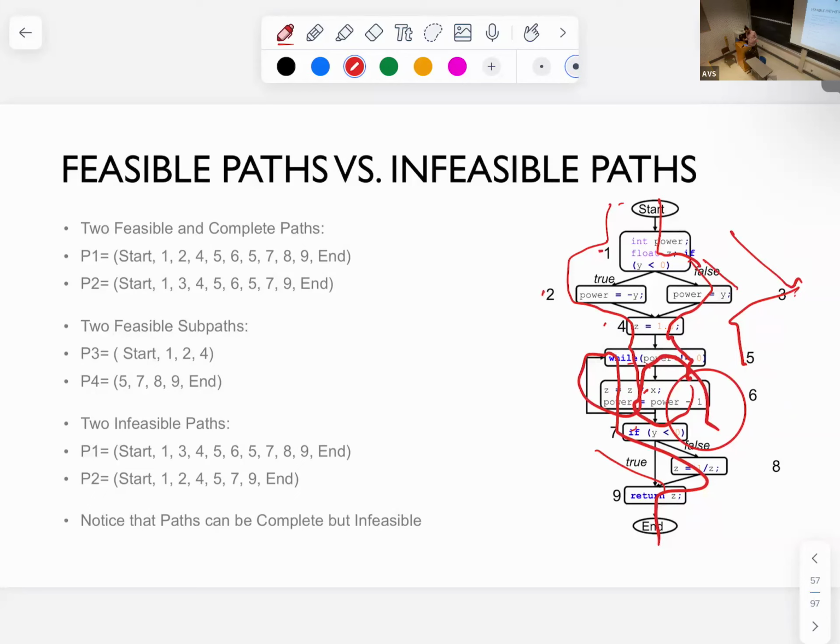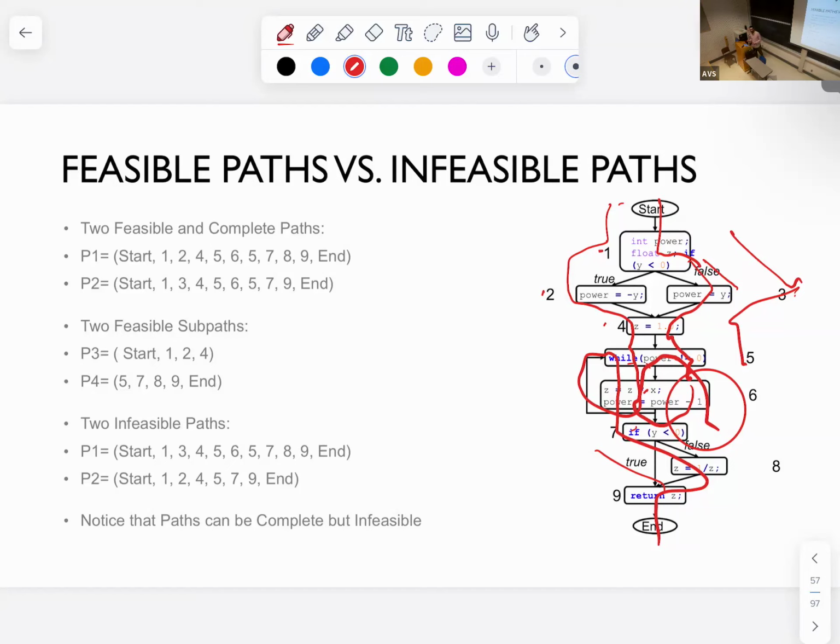So there are things that cause a path to be satisfiable, or depending on the input, the path could be unsatisfiable. Another one would be 1, 2, 4, 5, 7, 9. And again, here your y is either less than or equal to 0 or more than 0. If it is, then it follows a specific pattern; if it's not, then it doesn't.